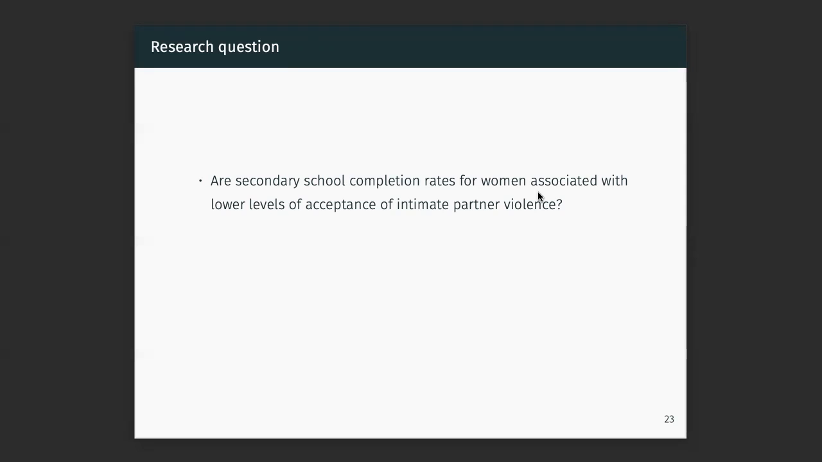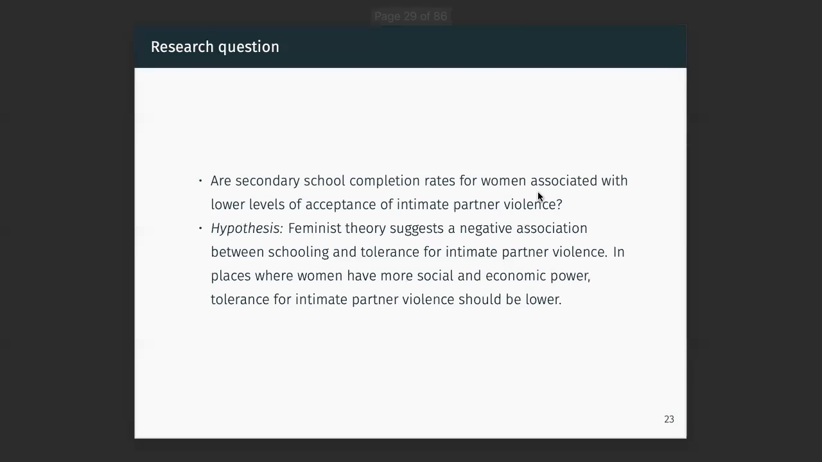A bigger topic question would be, does increasing levels of education change attitudes on household violence or intimate partner violence generally, right? That's a big question. A research question is narrow, right? It's asking a very specific question of the data. What do we see in the relationship between school completion rates and levels of tolerance for intimate partner violence?